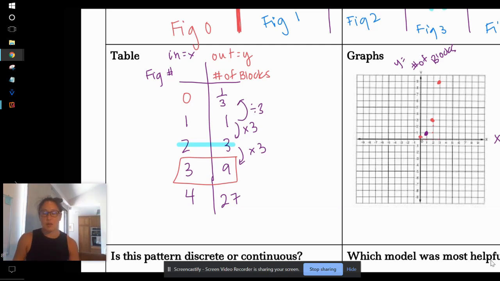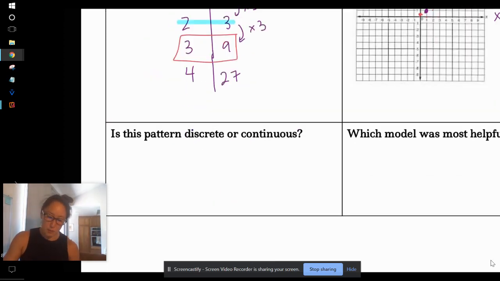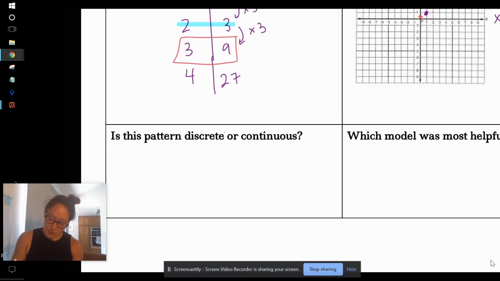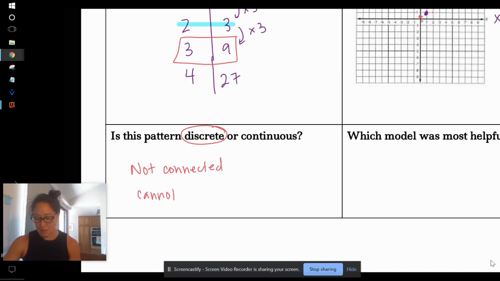Okay, and is this graph discrete or continuous? Do we have dots between each one of the x values? So do I have a dot at figure 2.5? We don't have figure 2.5. We only have figures at whole numbers. So this graph is going to be discrete. It's not connected. You cannot have decimal figures. I had to lift my pencil.